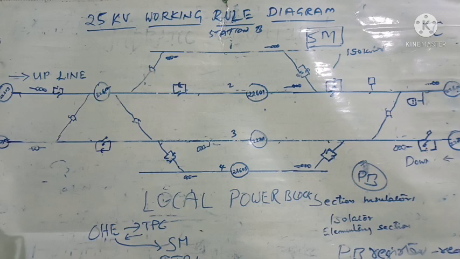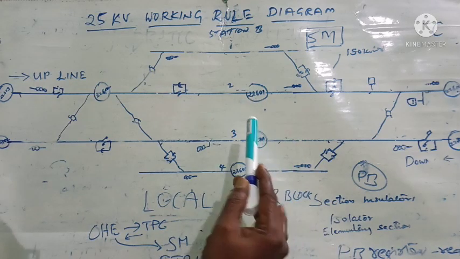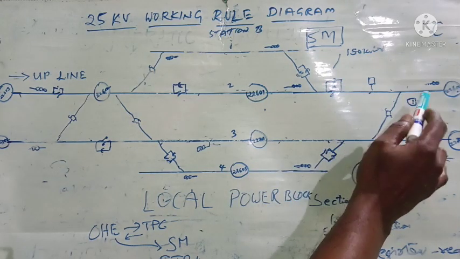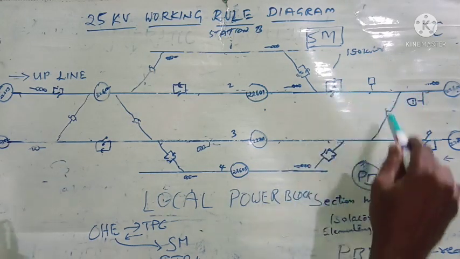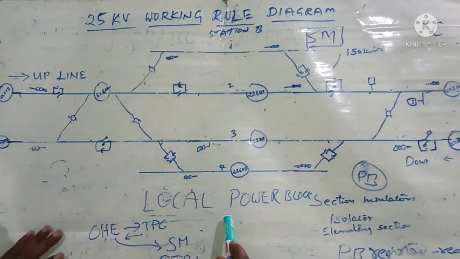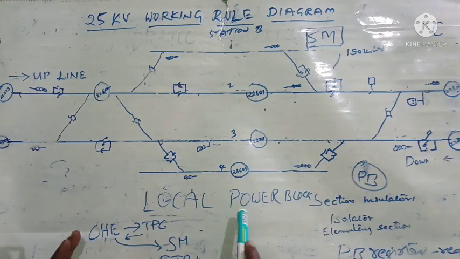We have already dealt with the emergency power block and also the programmed power block. Local power block means power block taken locally by the OHE staff. See, normally in the case of emergency power block as well as in the programmed power block, TPC will be switching off the line, or TPC will be switching off the elementary section. But here in this case of local power block, only with the consent of TPC, the disconnection or the switching off of the power of the elementary section will be done by OHE staff.